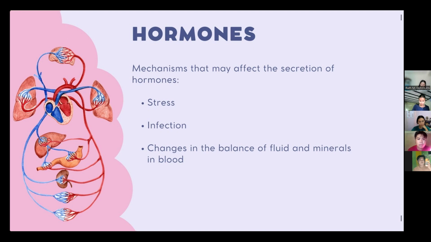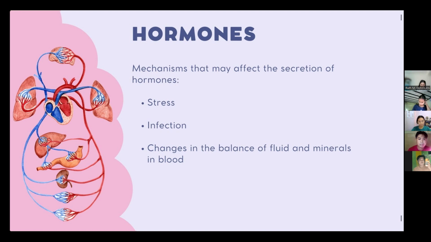So, what are the mechanisms that may affect the secretion of hormones? First is stress. Too much stress can also cause an irregular menstrual cycle and infertility in women, as well as decrease in libido in both men and women. Because stress also triggers mood swings and irritability, a hormone imbalance can lead to personal problems.